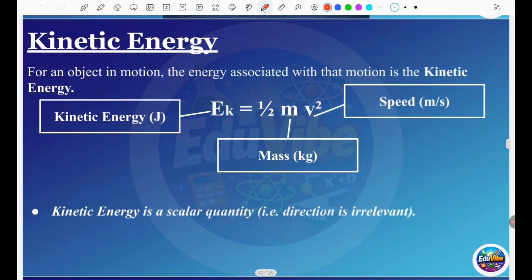So let's start with kinetic energy first. As you all know, what is kinetic energy? When an object is in motion, the energy associated with that motion is the kinetic energy. We all know that kinetic energy is equal to half mv square. EK is the kinetic energy in joules, mass in kgs, speed in meters per second. Kinetic energy is a scalar quantity, so direction is irrelevant. We just have to calculate the magnitude.